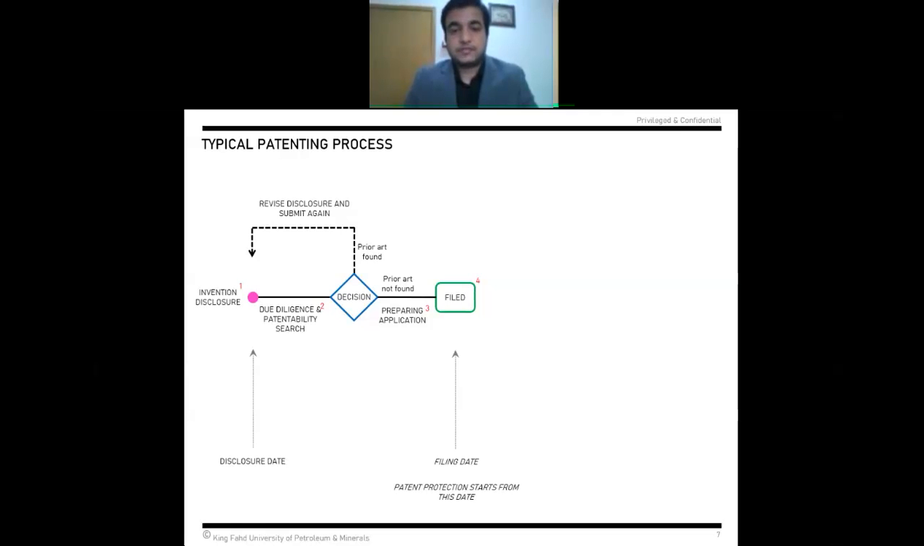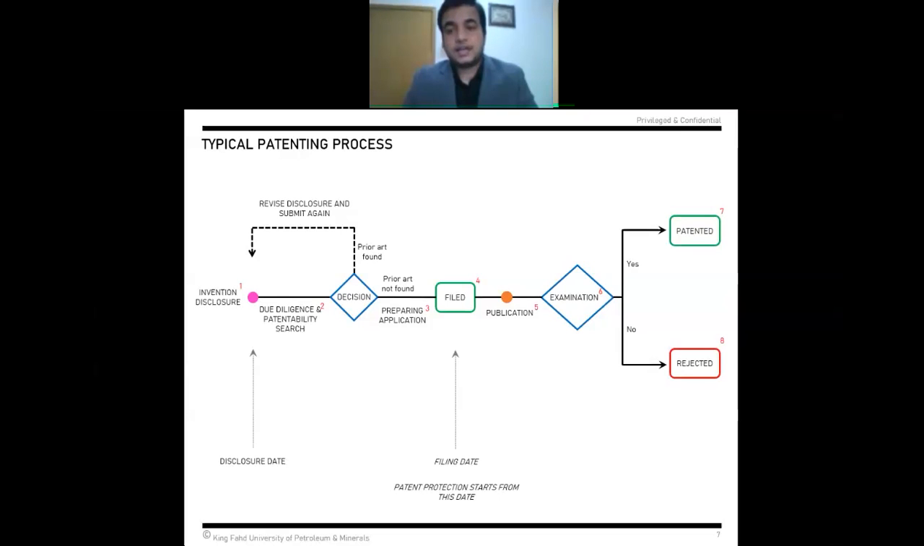So what the patent office does is, after filing, the patent office first publishes it after 18 months from the date of filing, and then examines the application. And if the patent passes the examination, it is granted. If not, it is rejected. And there is also scope to appeal against rejection if you would like. And in the end, there is maintenance. So we will look at all these steps in detail one by one.